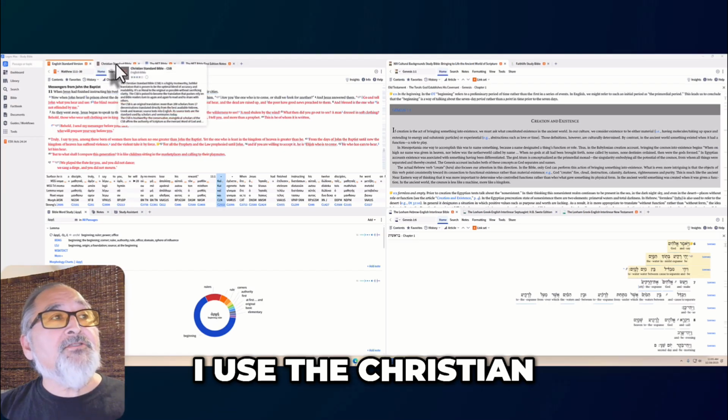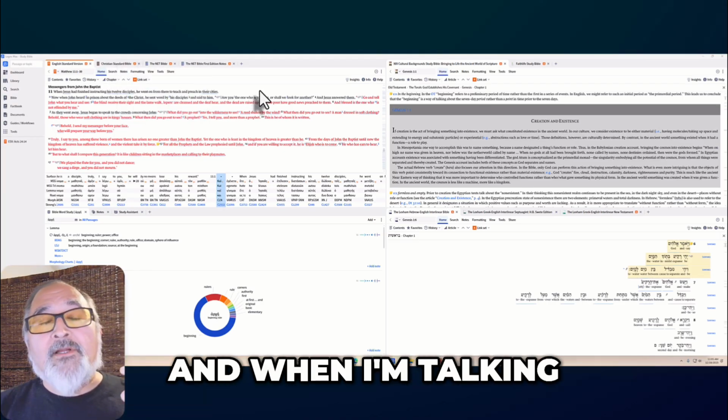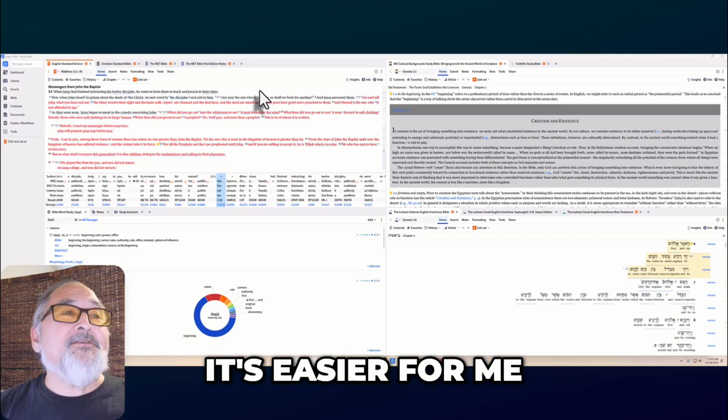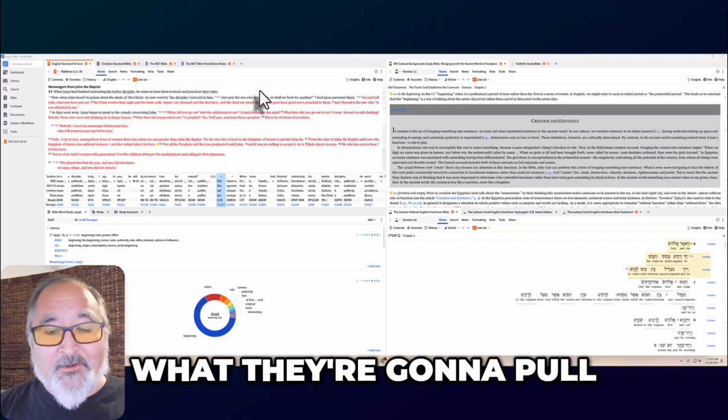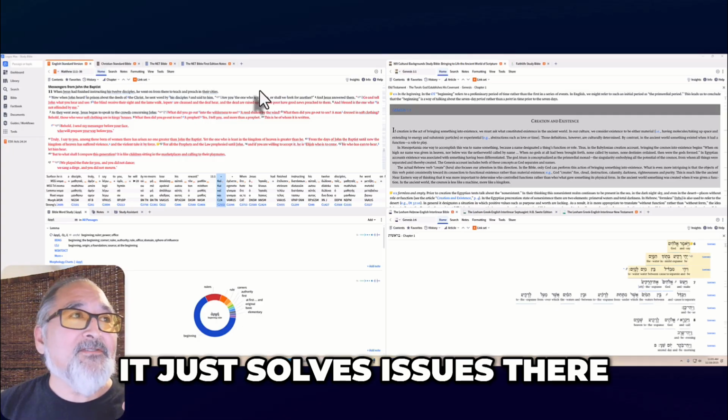I use the Christian Standard Bible because that's the one that the church I go to uses. And when I'm talking to people there, it's easier for me to just quote in what they're going to pull out as their text and read it. It just solves issues there.